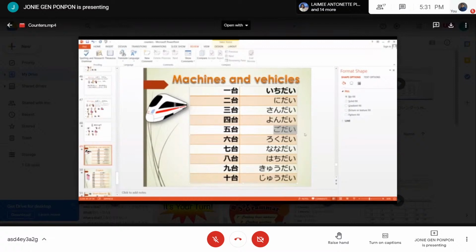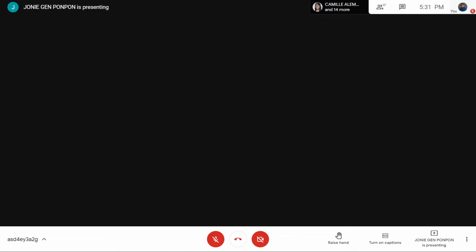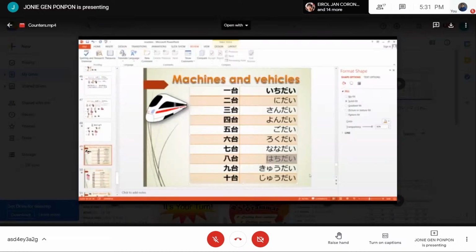For 5 cars, godai. For 6 cars, rokudai. 7 cars, nanadai. 8 cars, hachidai. 9 cars, kyudai. Then for 10 cars, judai. And then for 11, of course, balik tayo, juichidai. Okay, so just add the suffix and now you can have the 11 pieces of that car.